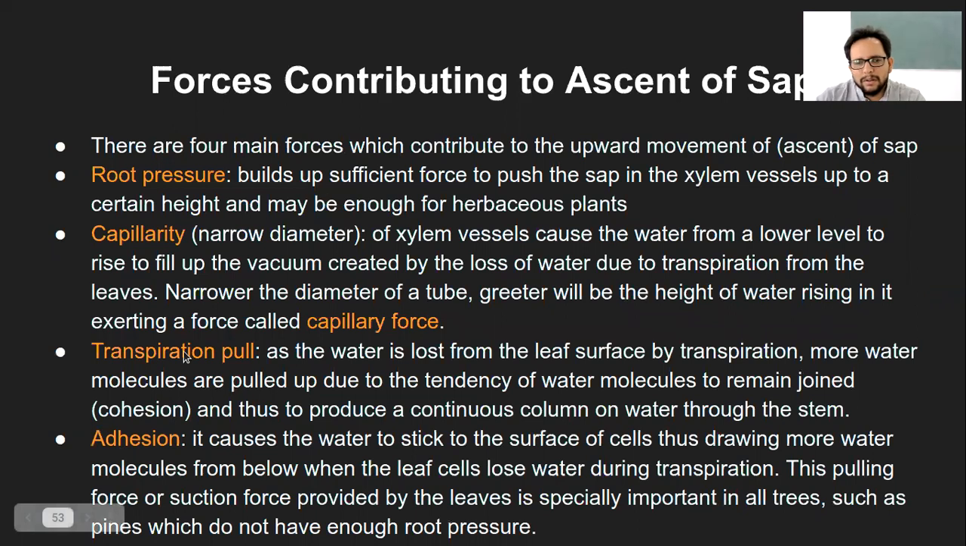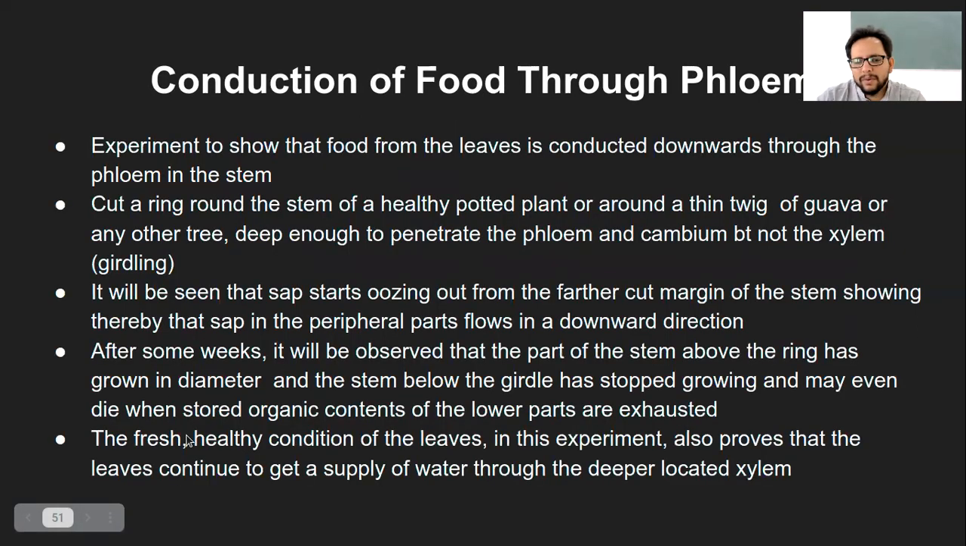So the fresh and healthy condition of the leaves in this experiment also proves that the leaves continue to get a supply of water. That means xylem is intact, right? So the leaves are doing their regular function.